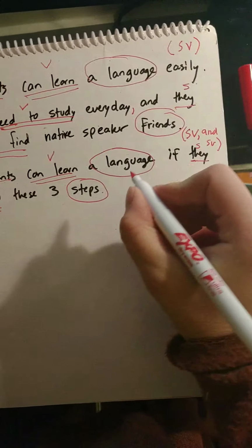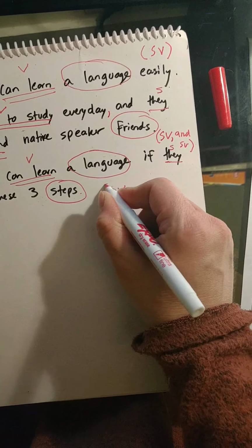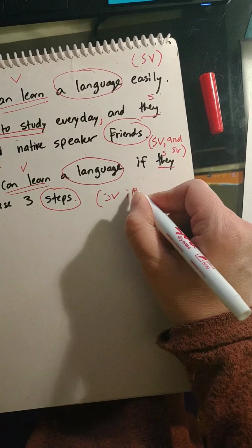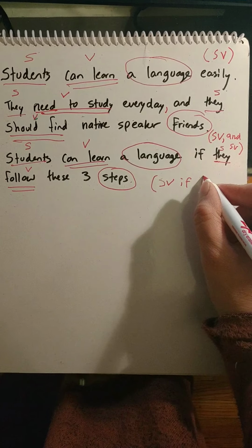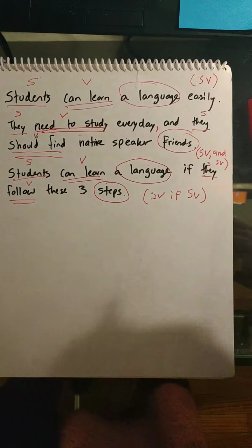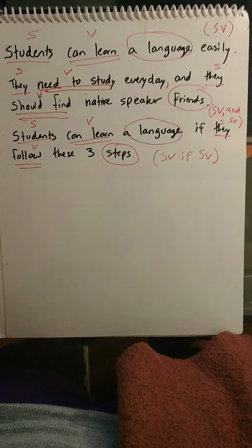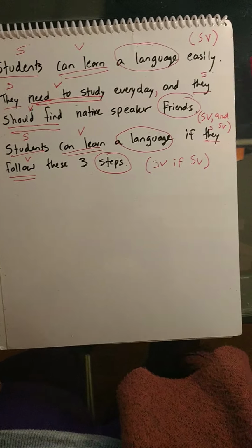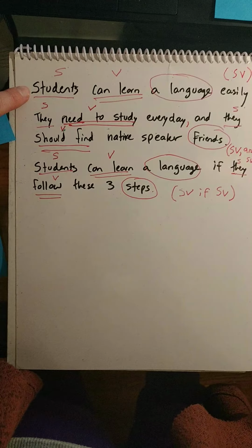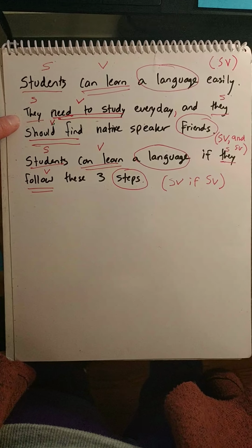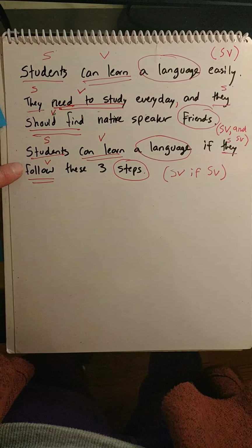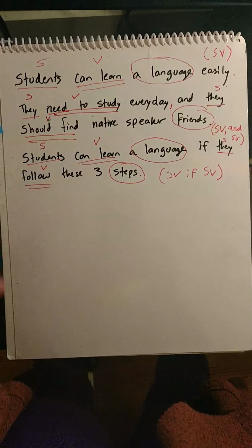Well, let's write the pattern down here. SV, if, SV. Okay, and if you said a complex sentence, you are correct. So we first have a simple sentence, then we have a compound sentence, and then we have a complex sentence.